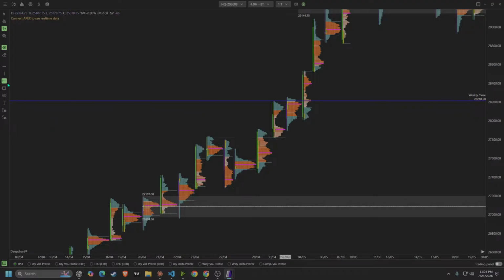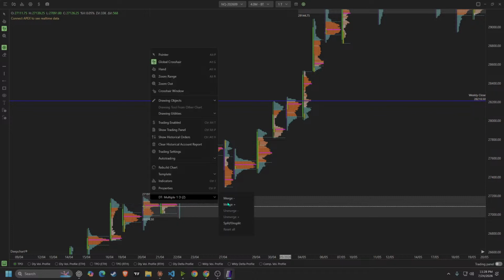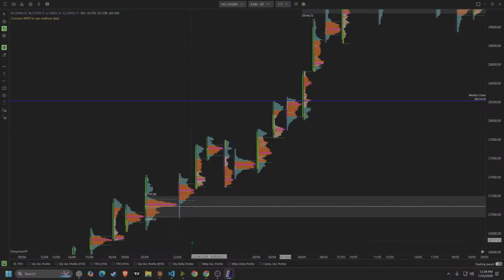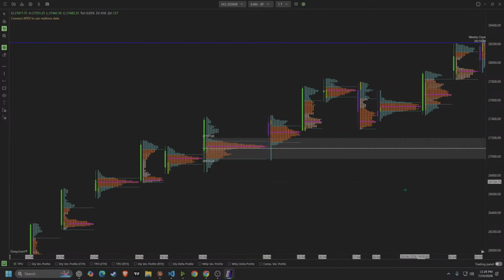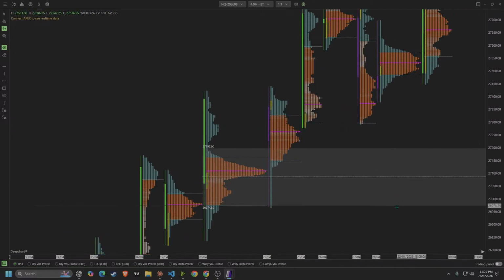Now, something that we can do with profiles that's interesting is we can merge them. So the value area for these two profiles, the orange level, right? They pretty much mirror most of the action for that day. So we can merge those profiles. What you can see is it pretty much takes us to this value area here, this orange level right there.